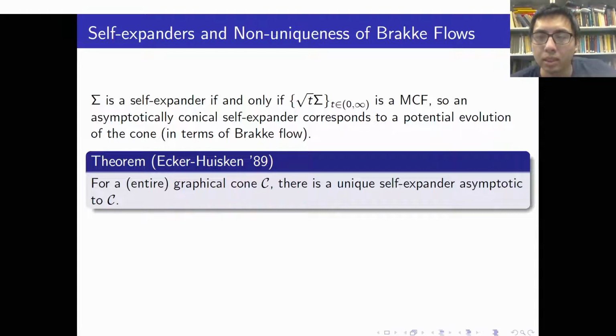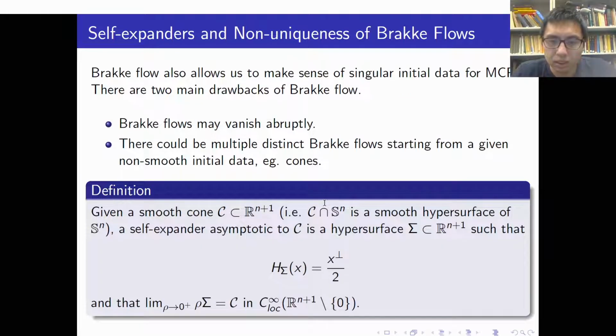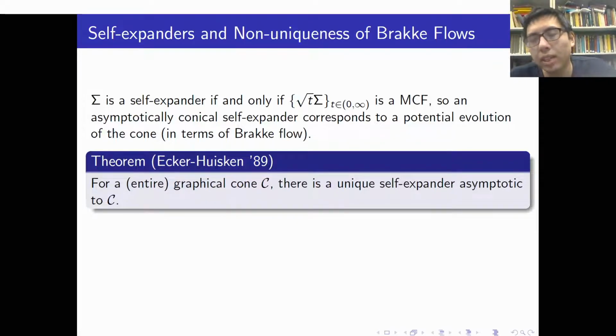Sorry, I should mention that in this definition, C intersect the unit sphere S^n is going to be called the link of the cone. And when I say a single cone or a double cone, I mean the number of connected components of the link. So a single cone will have one connected component of the link, a double cone will have two connected components of the link, and so on. Okay, so the single cone case is very well studied.